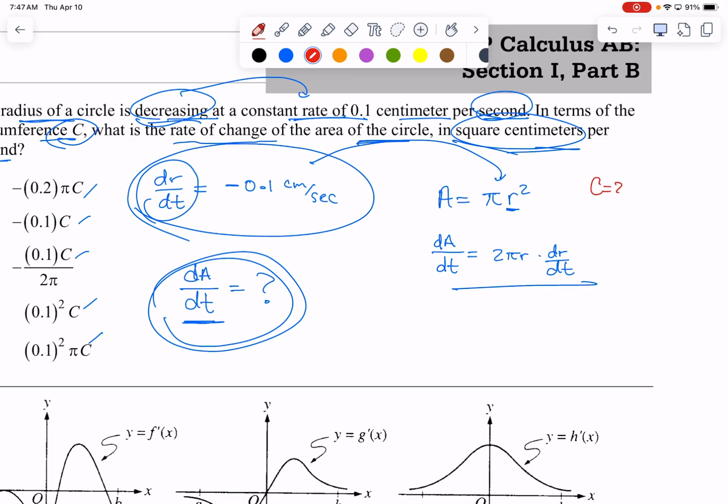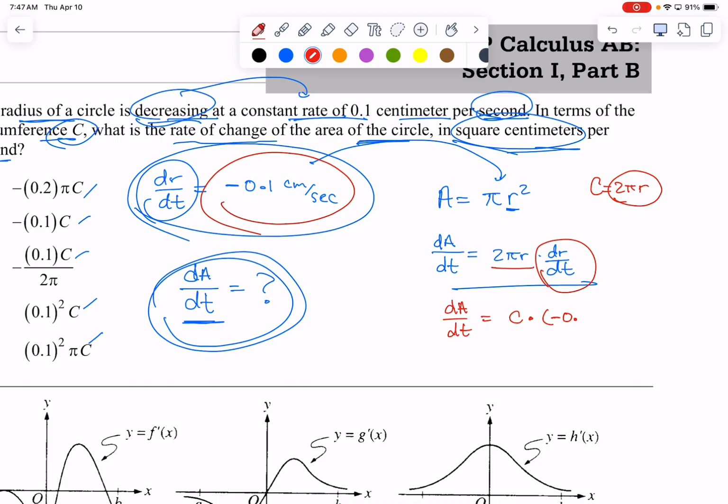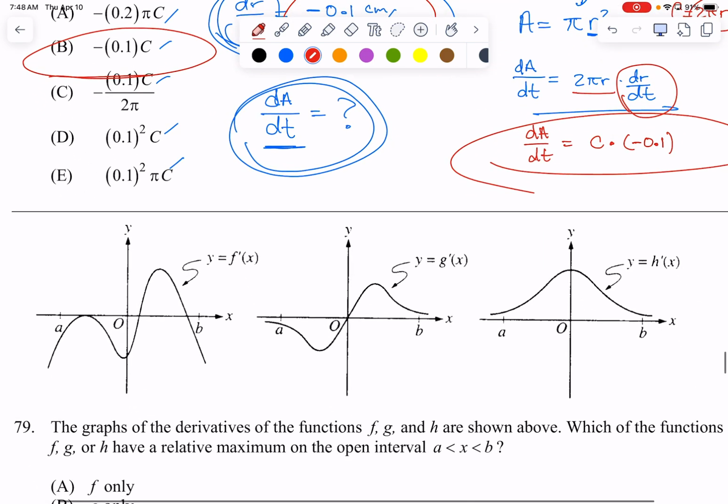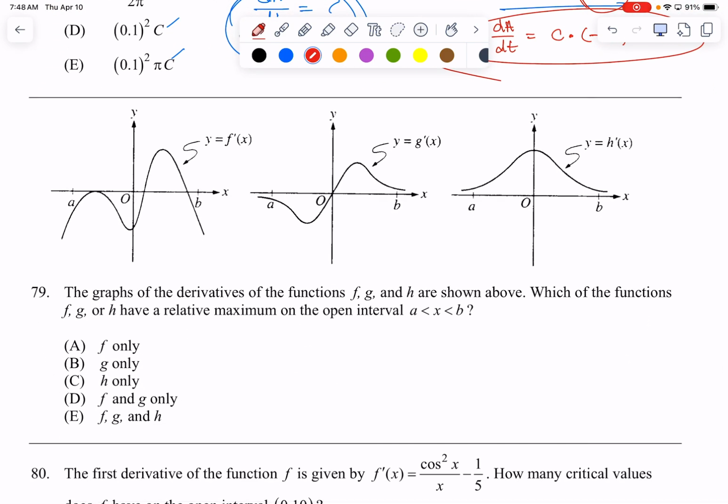2 pi r. Oh my gosh, look there. 2 pi r. What can I replace 2 pi r with? C. So dA/dt is equal to C times dr/dt, which we know, which is negative 0.1. So there's my answer. C times negative 0.1, the answer is B. That one's pretty straightforward. You'll have to practice a couple of those. We'll do a lot more related rates as we do practice exams.